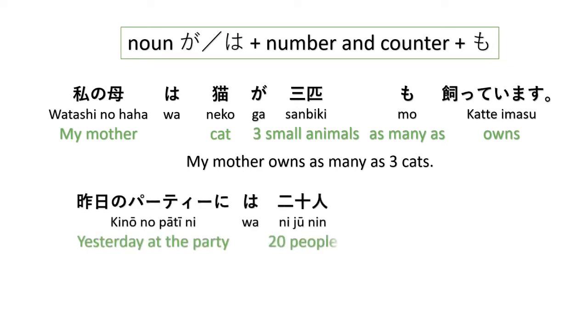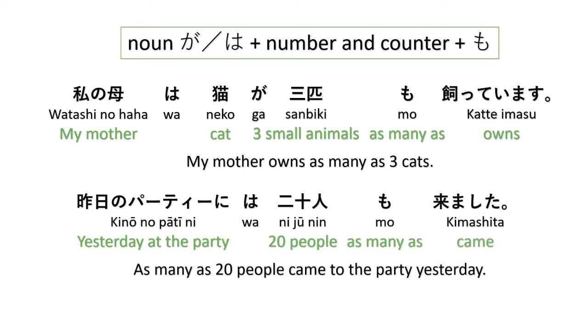昨日のパーティーには20人も来ました. As many as 20 people came to the party yesterday.